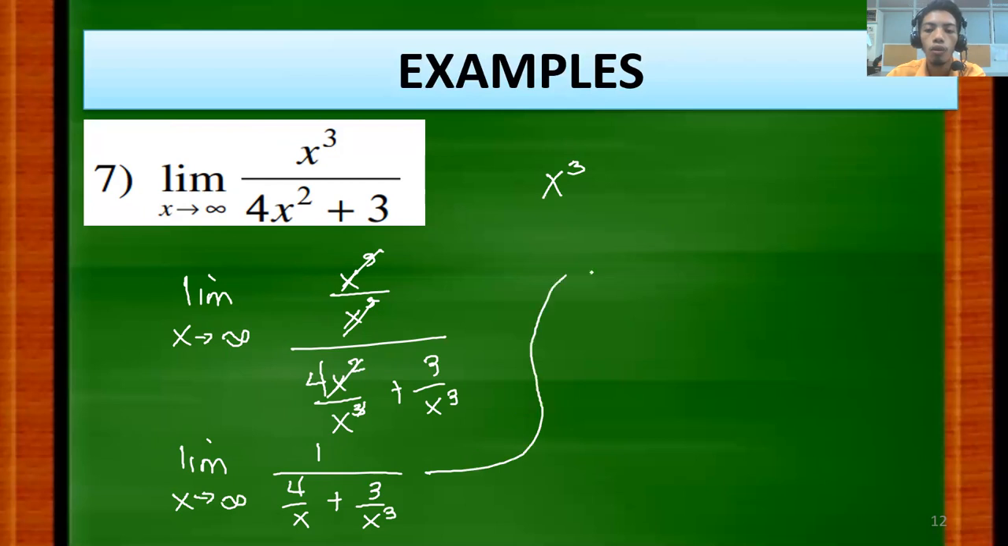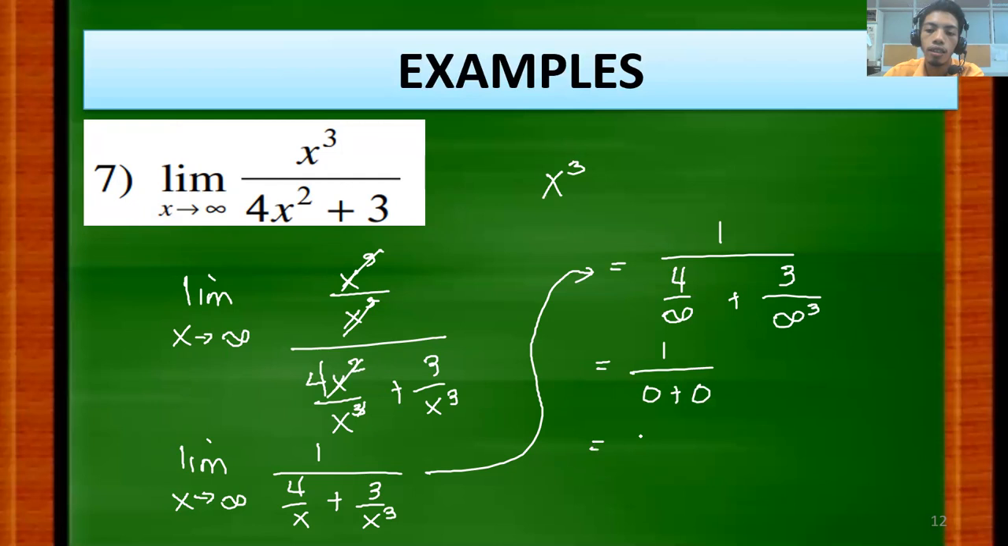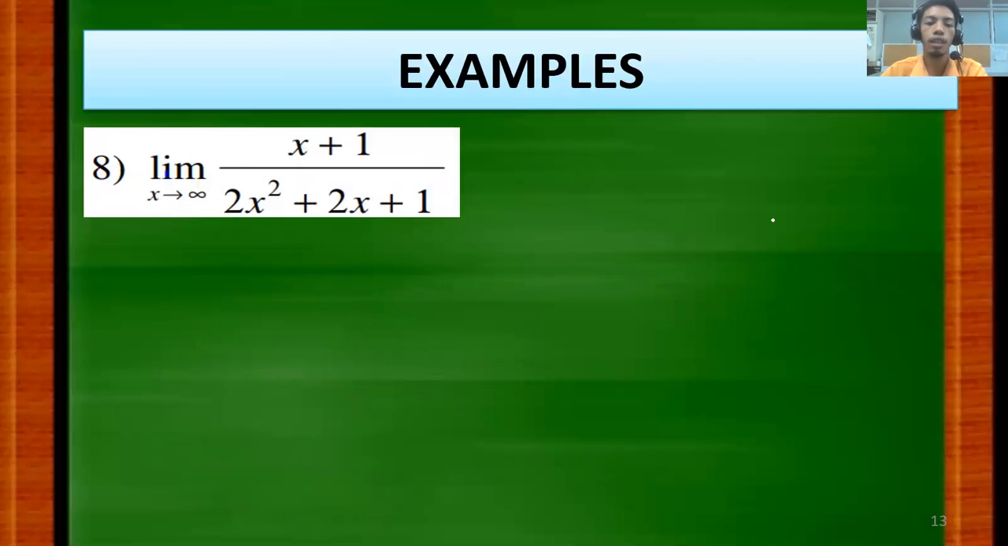So in this case, we are going to substitute infinity for all x. This implies that you have 1 over 4 over infinity plus 3 over infinity cubed. And again, lahat ng dinivide sa infinity ay magiging 0. So you have 1 over 0 plus 0. That is 1 over 0 or infinity. Since the given infinity is positive, then the answer is positive infinity. Last example, number 8. In example number 8, same process.